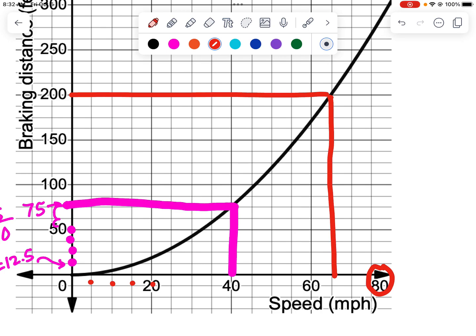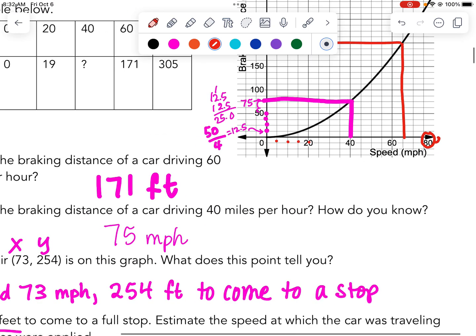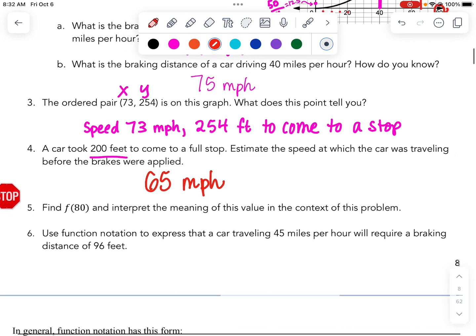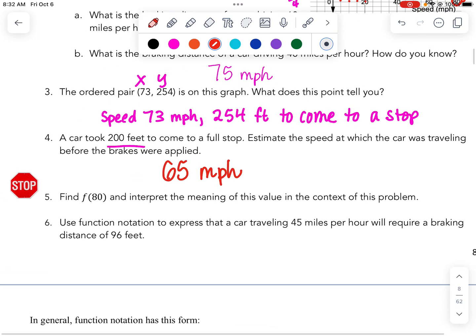I don't know if the 80 is in the right spot. Maybe the 80 is over here. So this would be, looks like 65 miles per hour. So if you're traveling at 65 miles per hour, it would take you 200 feet to stop.